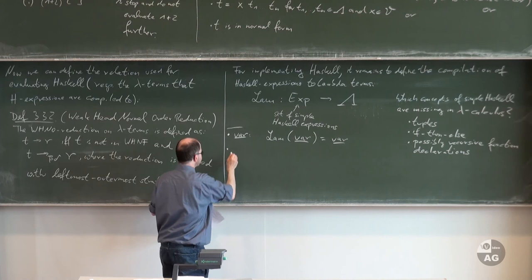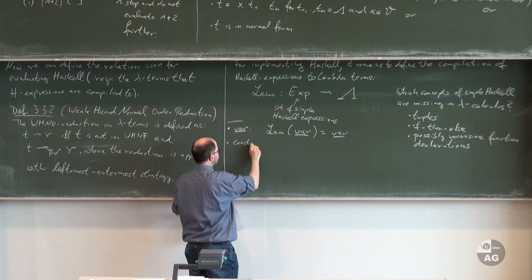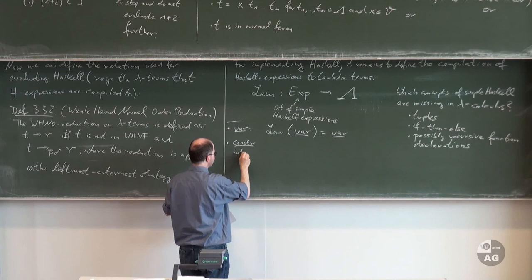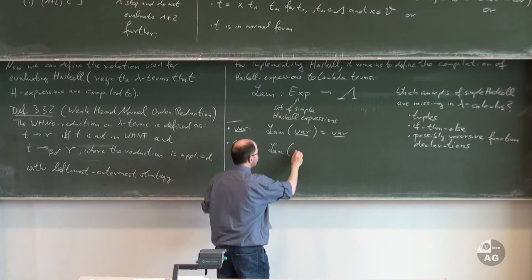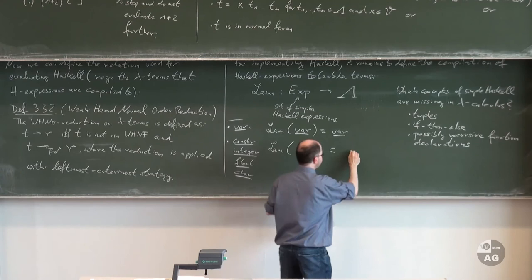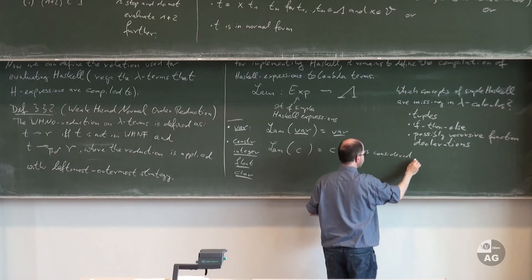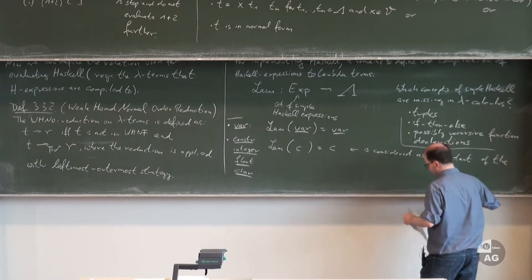And now what about data constructors? If I have a data constructor, or an integer, floating point number, or character, so let C be a data constructor, or an integer, or a floating point number, or a character. Well, this is just kept as it is. So this is considered as a constant of the lambda calculus.